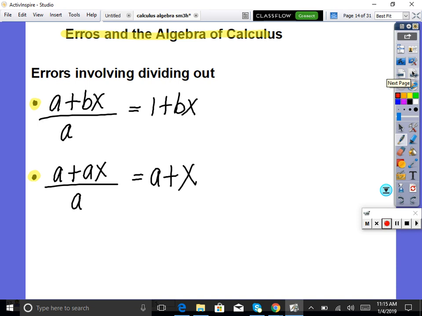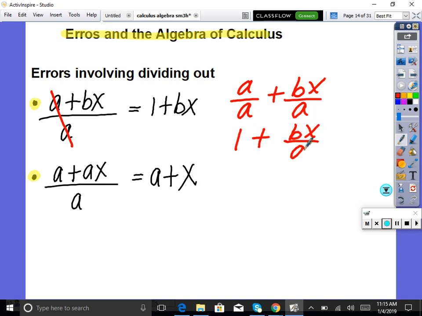Okay, next thing, errors involving dividing out. What happened here? They divided across an addition sign, didn't they? Can't happen because bx was also divided by a. It would be appropriate to go like this: a over a plus bx over a. So that would be 1 plus bx over a. But you got to keep them both divided by a.